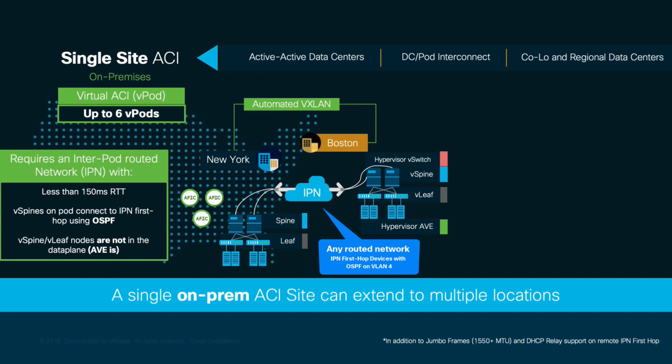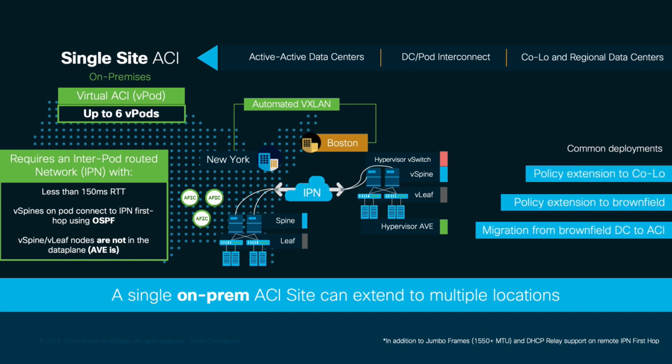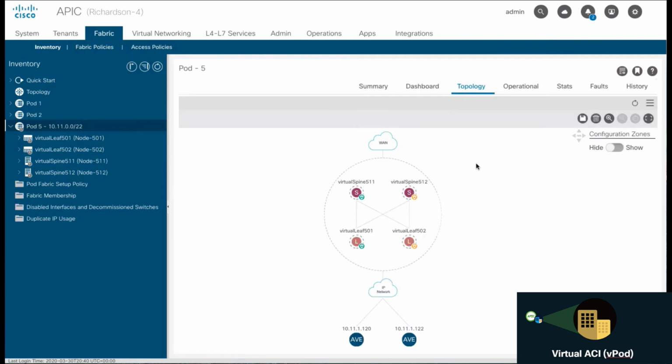It is important to mention that when using vPod, the vSpine and vLeaf are not in the data plane. However, they are leveraged for control plane purposes, COOP, and other ACI functionalities. Virtual ACI or vPod is commonly implemented for policy extension to co-location environments and brownfields, as well as for migration purposes, and it requires a specific license for the virtual spine and leaf cluster, as well as for each AVE host. As a result, we maintain our single APIC cluster managing virtual ACI pods as shown in this topology. As of the recording of this video, you can scale up to 6 vPods.